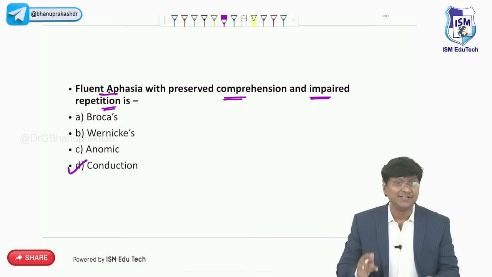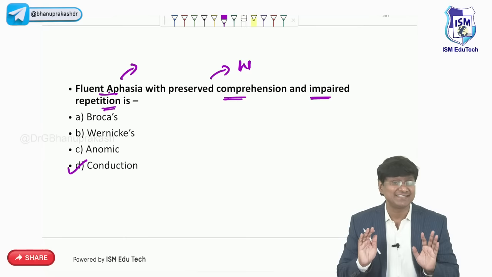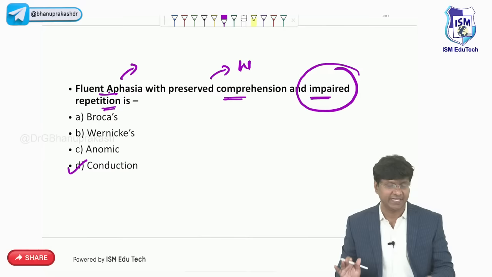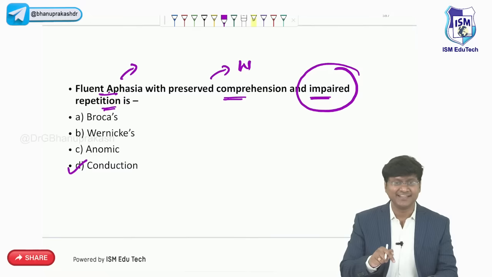So, fluent aphasia, what does that mean? Your Broca's is normal. Preserved comprehension, what does that mean? Your Wernicke's area is also normal. But there is impaired repetition, so your arcuate fibers are gone. And please remember, in all the types of aphasia there will be impaired repetition: Broca's, Wernicke's, conduction. In all of them, you will have impaired repetition. So, the answer to this question is conduction aphasia. That is about your topic of aphasia.